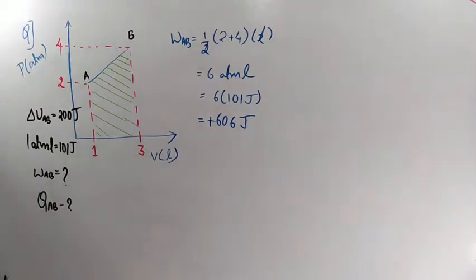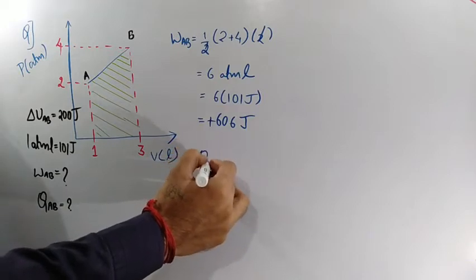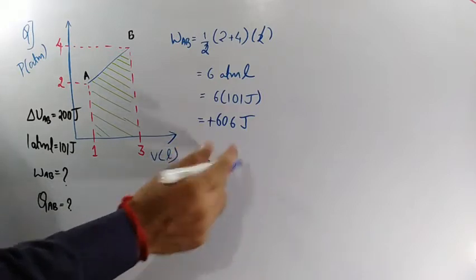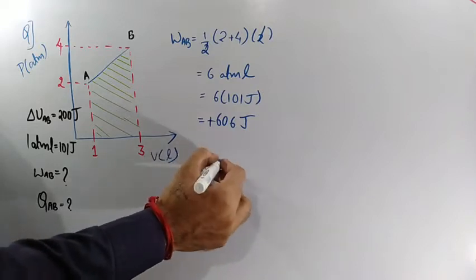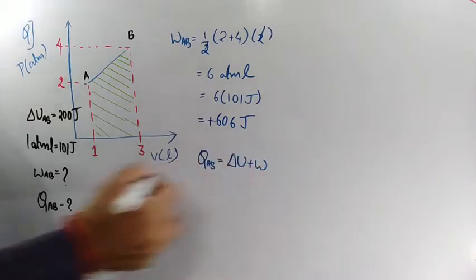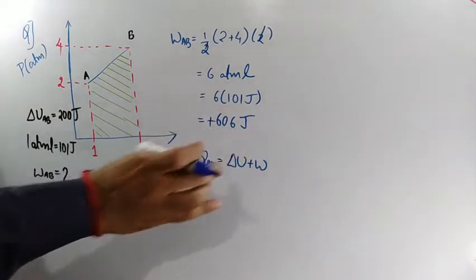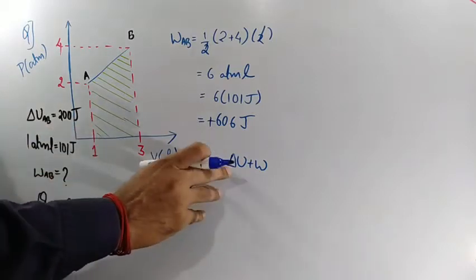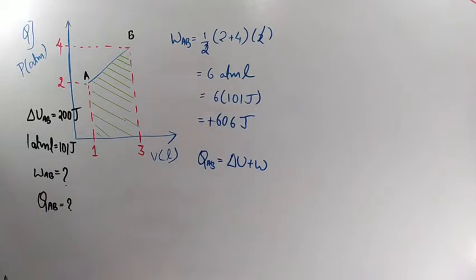How to calculate QAB from the first law of thermodynamics? The first law of thermodynamics is nothing but QAB, the amount of heat given to the system, is equal to the increase in its internal energy plus external work done. The internal energy value was given in the question, 200 joules. The work done value you had calculated here. So simply add these two values.